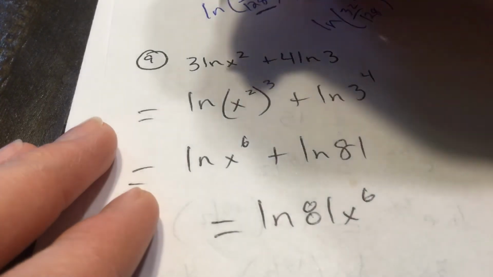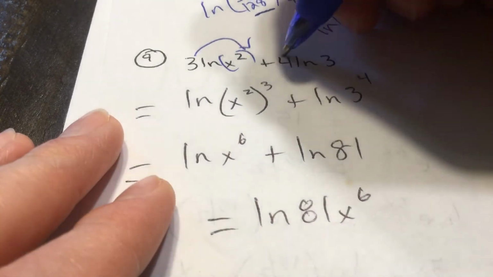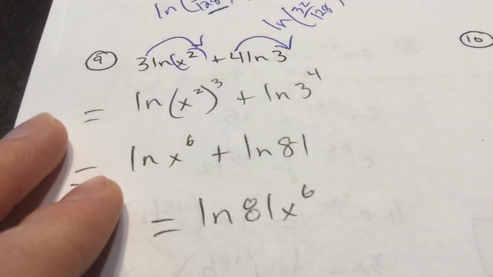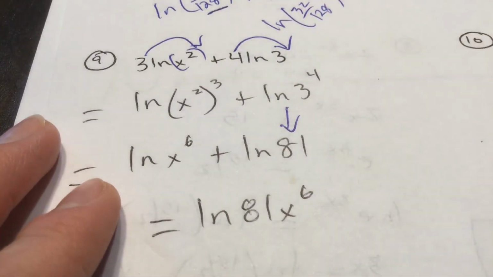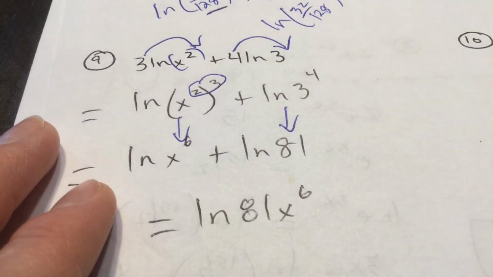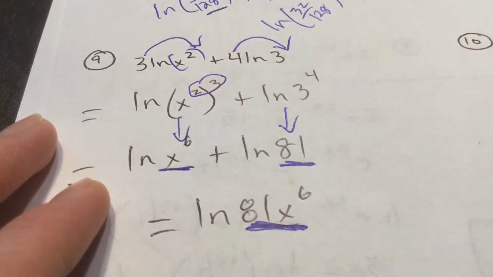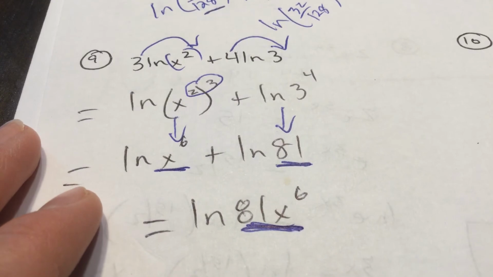And then the last two on this page. This is an exponent, but be careful. You have a power to a power situation there. This is an exponent. 3 to the 4th is 81. Power to a power means you multiply those two powers together. Natural log of x to the 6th plus the natural log of 81. Multiply those two together. That's 81x to the 6th.